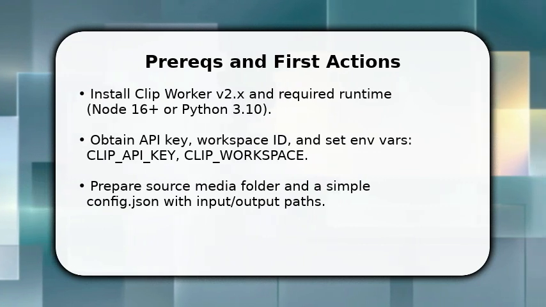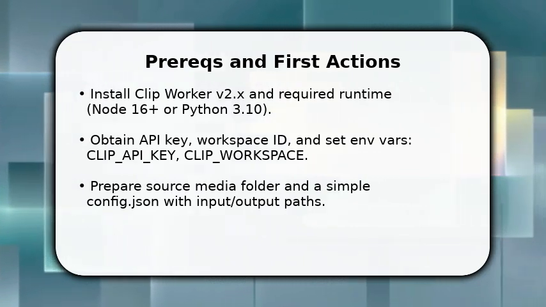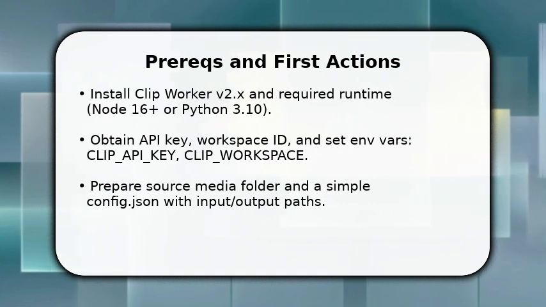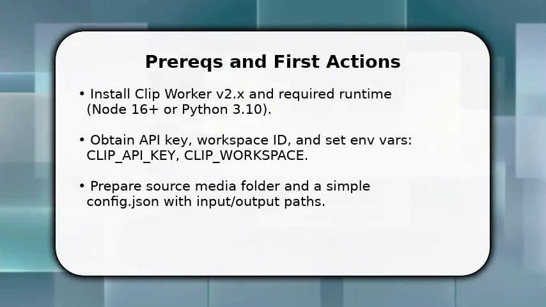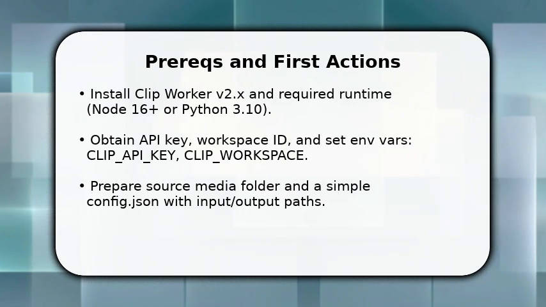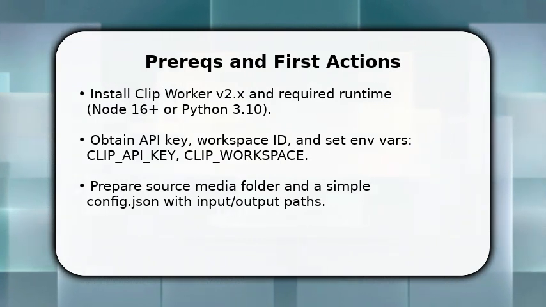Then create a minimal config.JSON pointing to your source media folder and output location. This config drives the pipeline, so make sure file paths are absolute and readable before you run the first job.